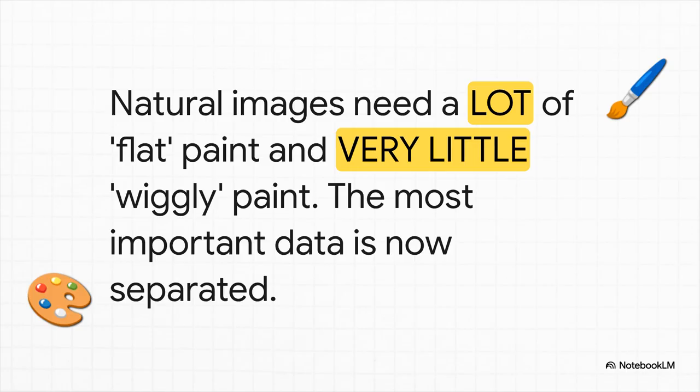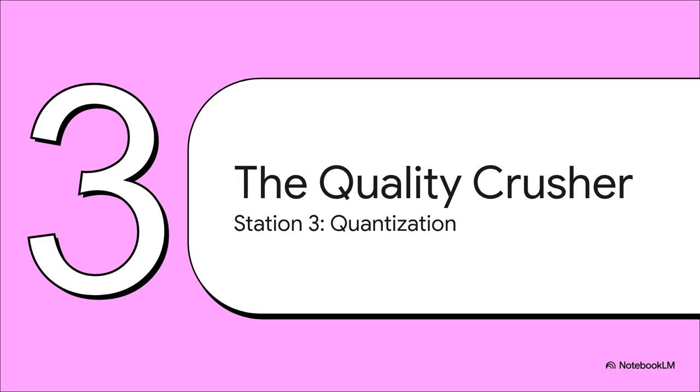Now here it is. This is the crucial insight that makes this whole thing work. Most of the images and videos we see have big, smooth areas, right? Skies, walls, faces. That means to repaint them, you need a ton of that low-frequency flat paint. But you need very, very little of that high-frequency wiggly paint. So just like that, the most important information, our pulp, is now neatly separated from the less important detail, the water. And that brings us to station 3, the quality crusher.